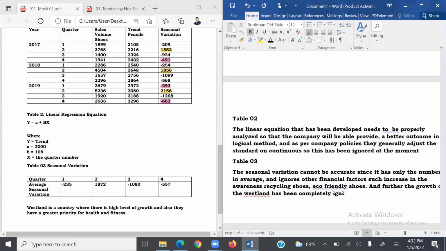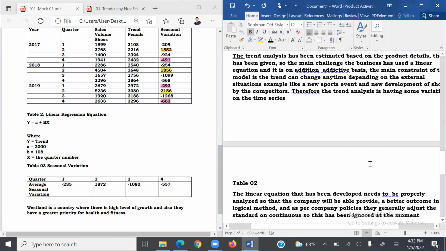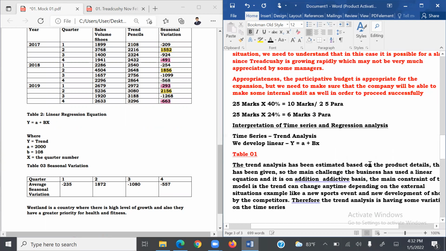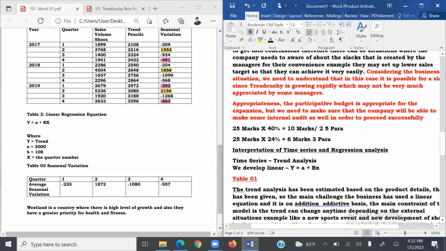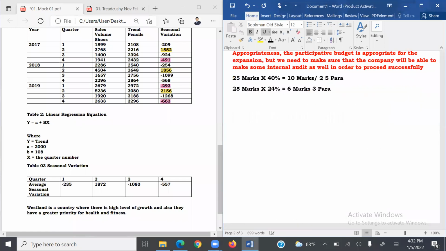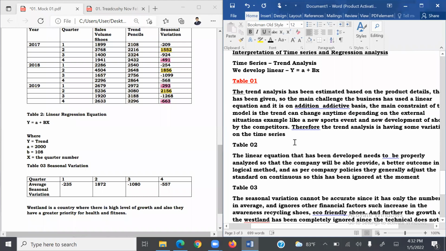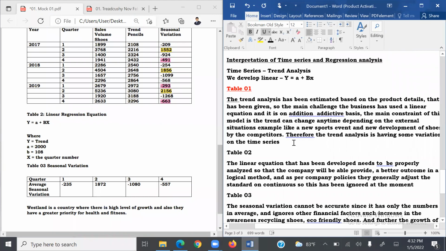Get that understanding properly. It has been completely ignored since the technical analysis does not have the amendments. So students, this is a basic writing of the tables. I know you would have found it a little tough, but that's okay, students, because I want you to dive into the water so that you get the understanding very clearly. Any questions you have, you can ask me.